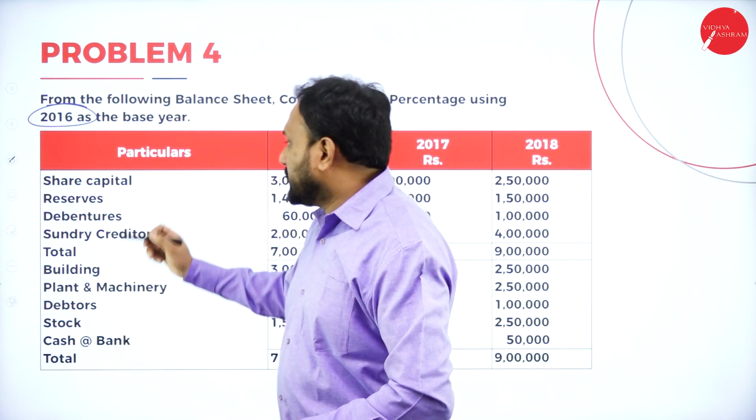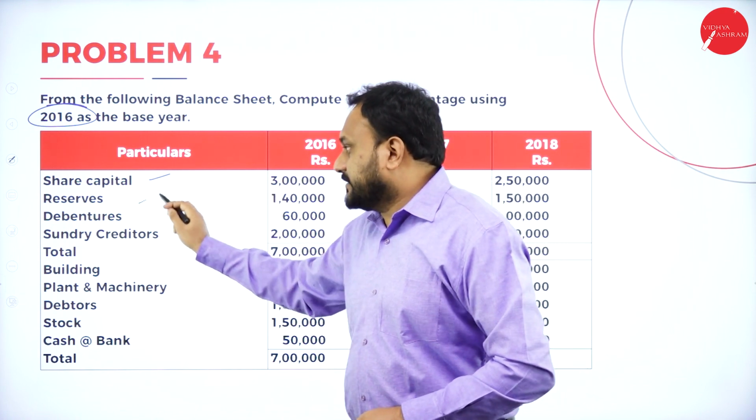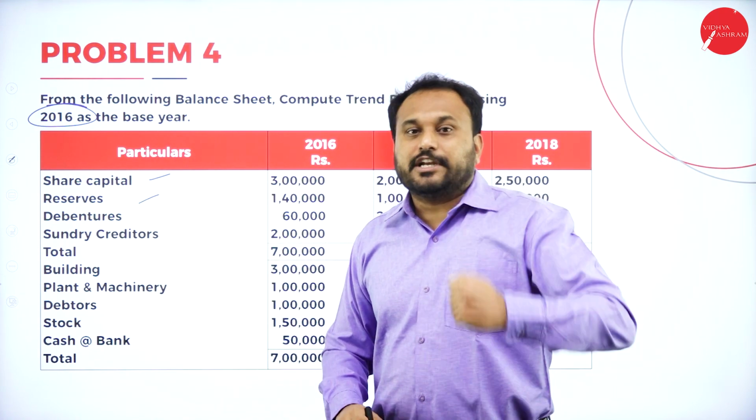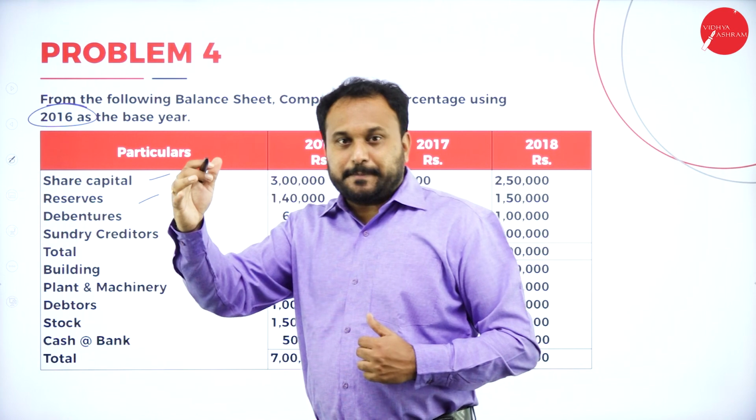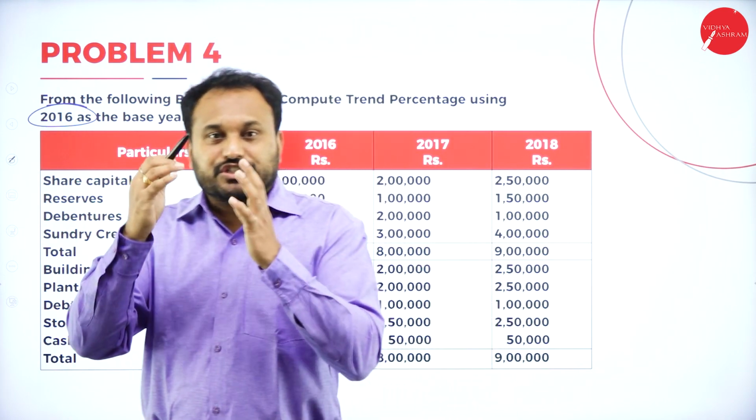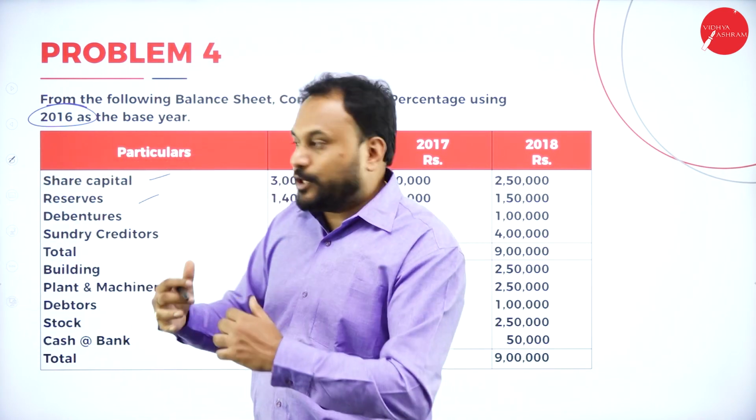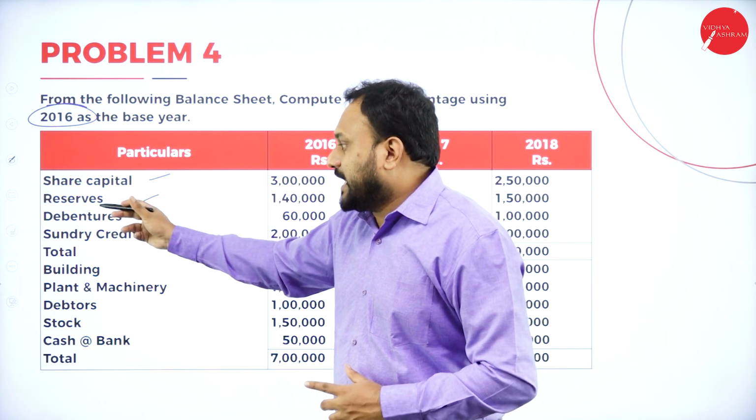So here when we go with share capital, reserves, now under which heading will it come? That is equity and liability. In that you have something called shareholders' fund. In that you have share capital and reserves.